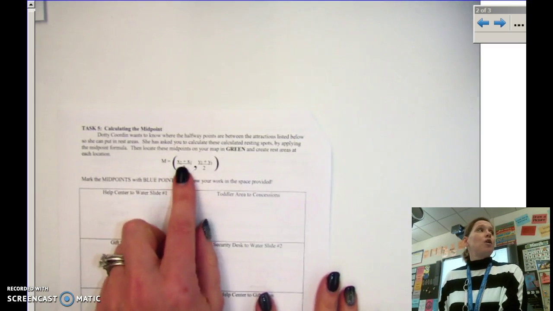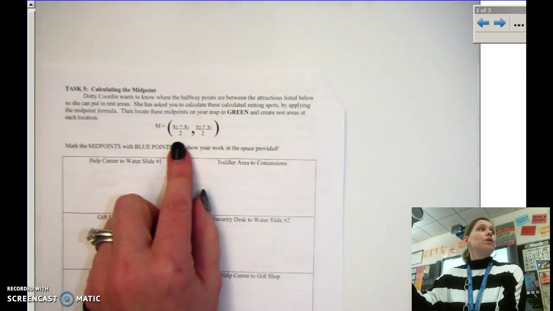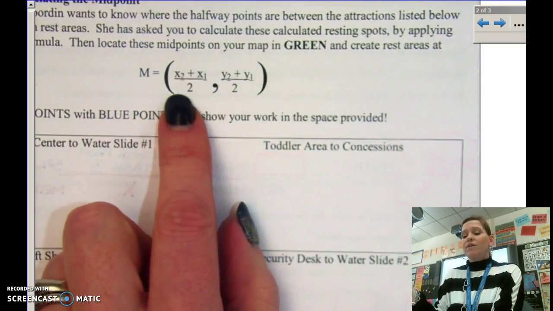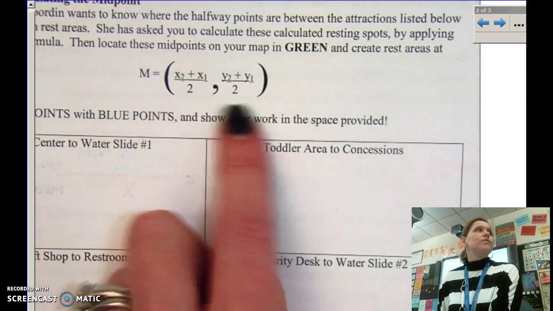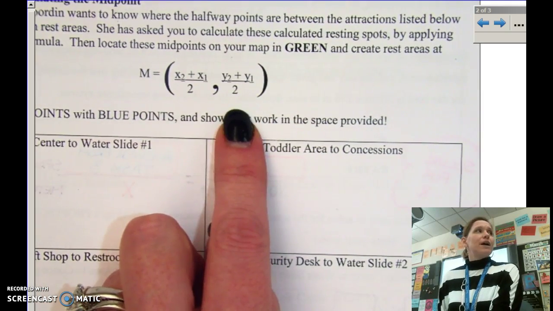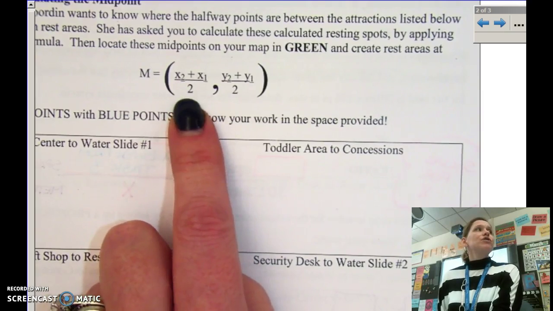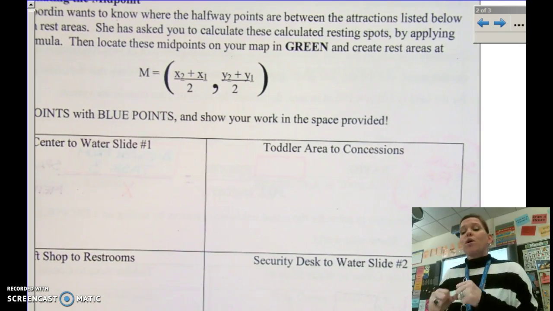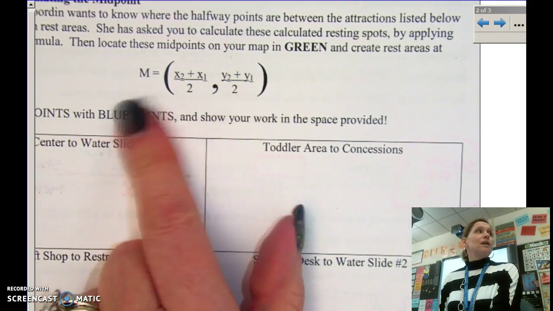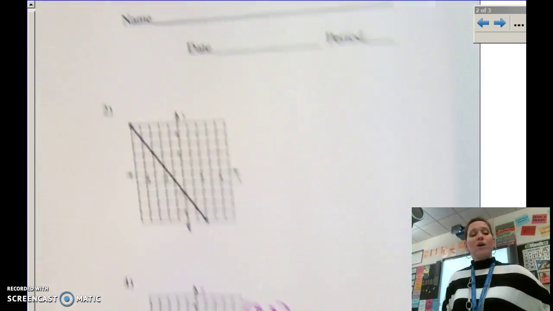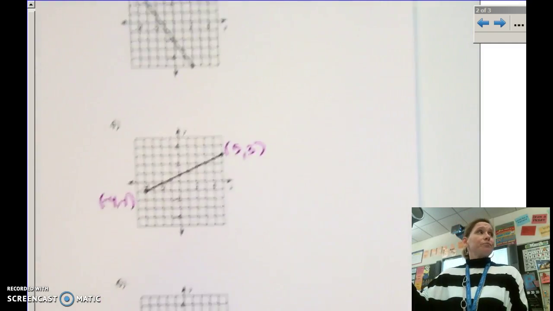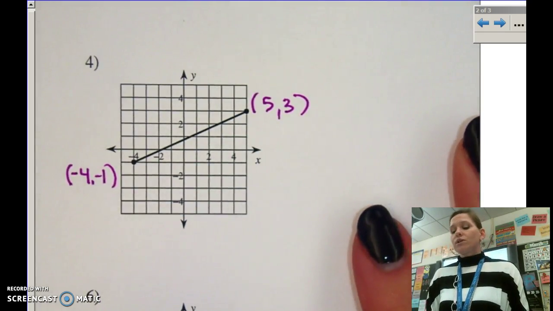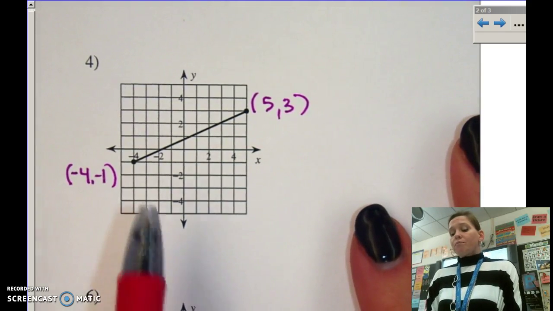If you look at the formula, it looks very familiar to how we average something. We add the x's, divide by 2. Add the y's, divide by 2. By finding the average of the x's and the average of the y's, you're going to find the coordinate that is right in the middle. So that's the midpoint formula. Let's quickly take a look at an example, and then you should be good to go for the rest of your tasks for today.